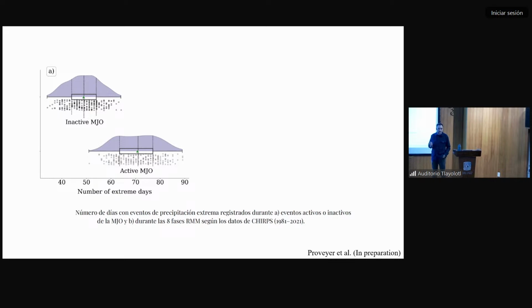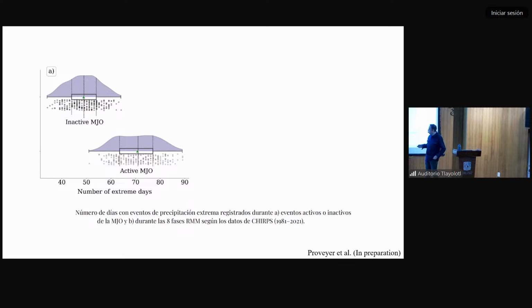And look at this. Most of the extreme days in Mexico City happen when we have an active MJO event. When there is an inactive MJO, so when we don't have MJO, there are still extreme events, of course, but it's more probable to have extreme events when the MJO is active than when it's inactive. So there is a clear, statistically significant modulation by the MJO that says that, of course, we can have extreme events anytime, but if you have an active MJO, it's more probable.